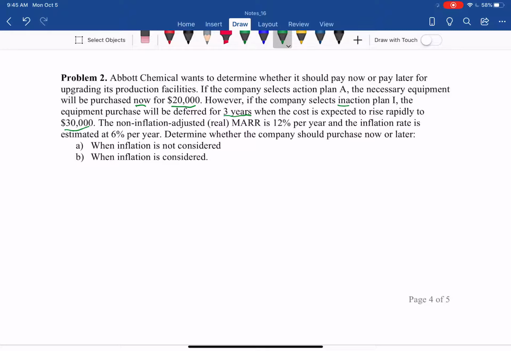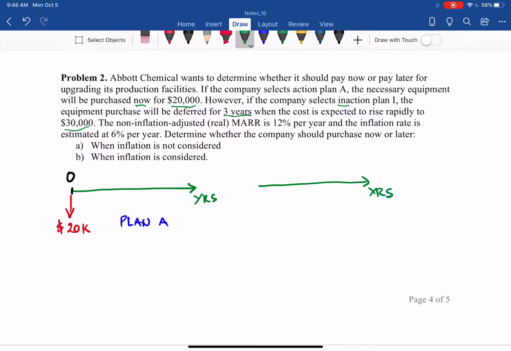So let me draw the cash flow diagram so that you can see plan I and plan A. What is the difference? Plan A is buy now. So in years, you buy now for 20,000. That is basically plan A, action plan A. And now the other scenario that you can do: you don't buy now, you defer your action and buy 3 years later. 1, 2, 3.